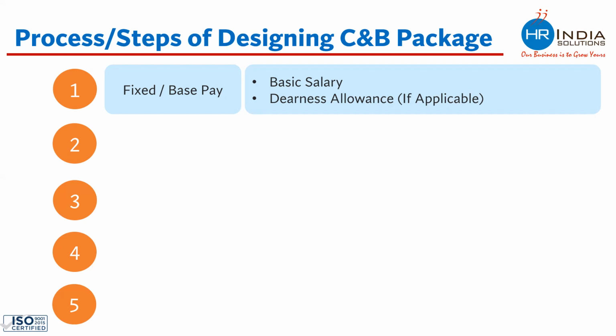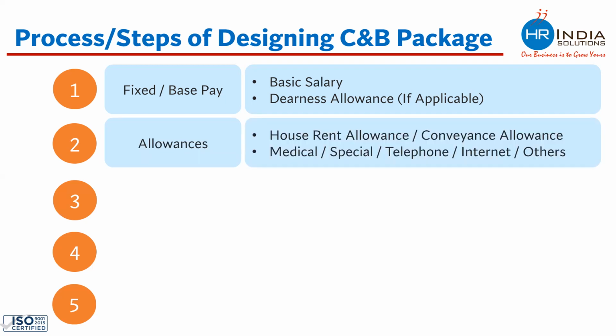Once you are done with this step, second step is to decide the allowances which your company is providing. Allowances can be in the name of house rent allowance, conveyance allowance, medical allowance, special, telephone, internet, and other. Allowances are purely a choice of company. Whatever allowances which company wants to go, company can go for that. So after deciding the basic salary, you need to divide the rest of money into allowances which your company is paying. Allowances can be anything.